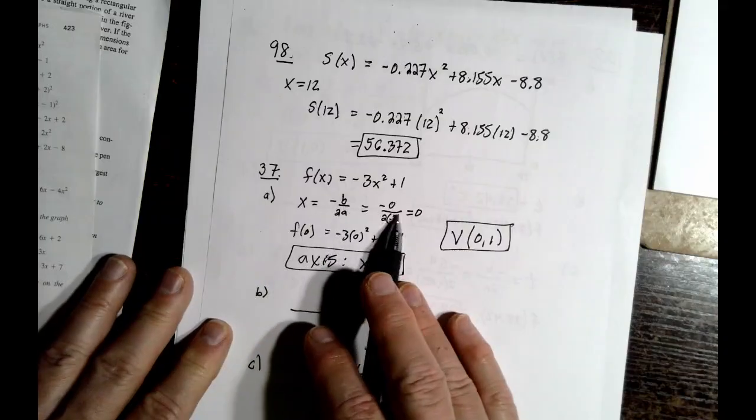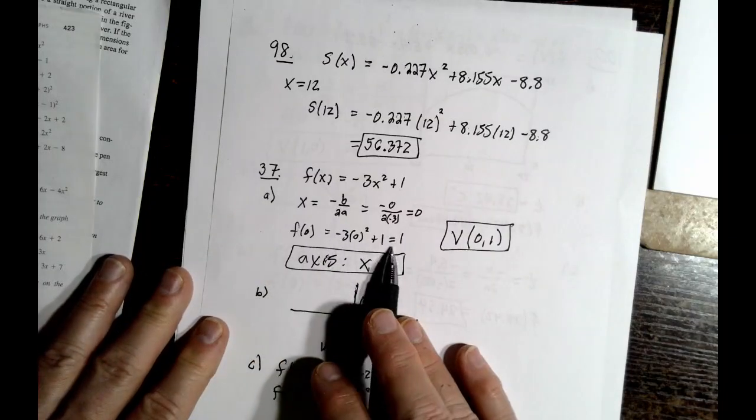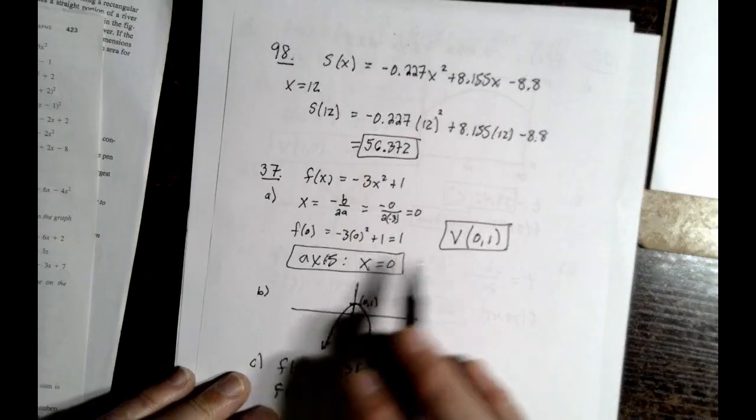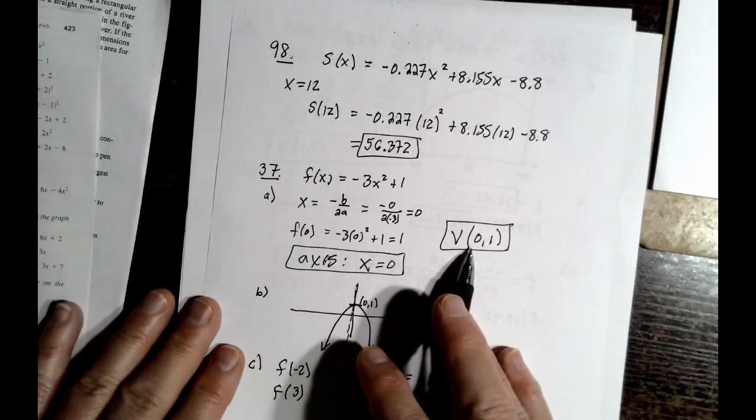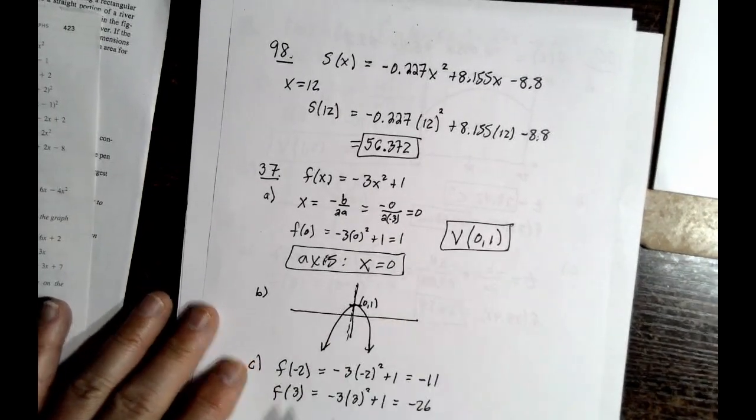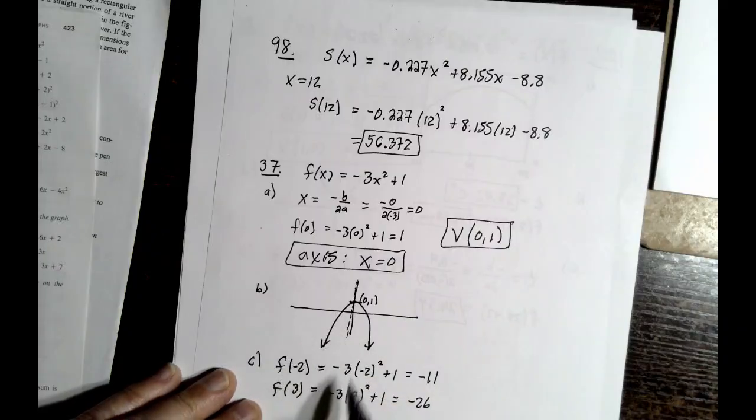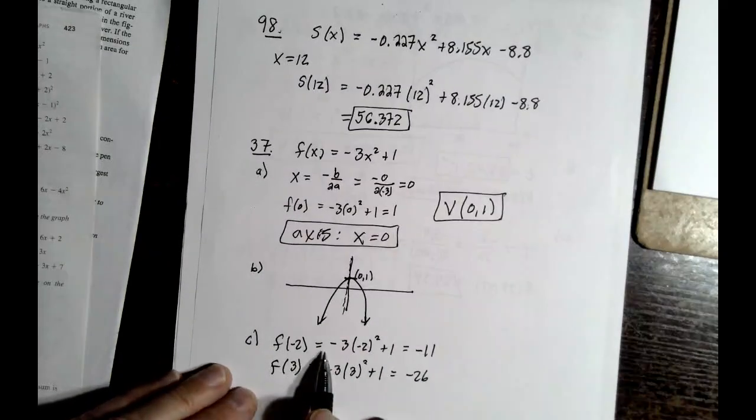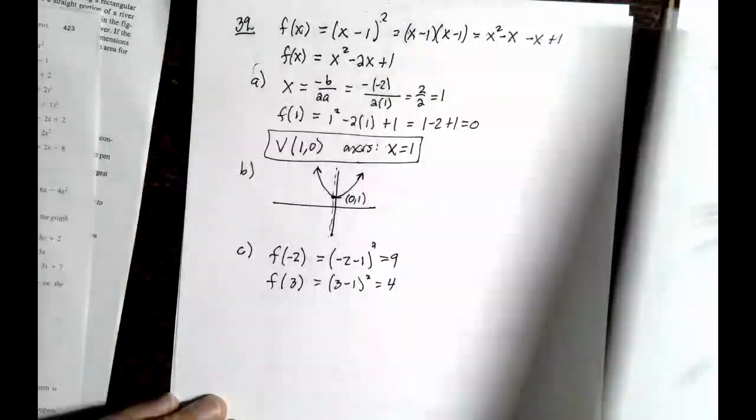So you get 0 for your x, and you plug that in, and you get 1 for your y, so there's your vertex. And your axis of symmetry is always x equals the x coordinate of your vertex. And this is what your graph looks like, and it points downward. And they ask you to plug in minus 2 and positive 3 in there. And we do all that.